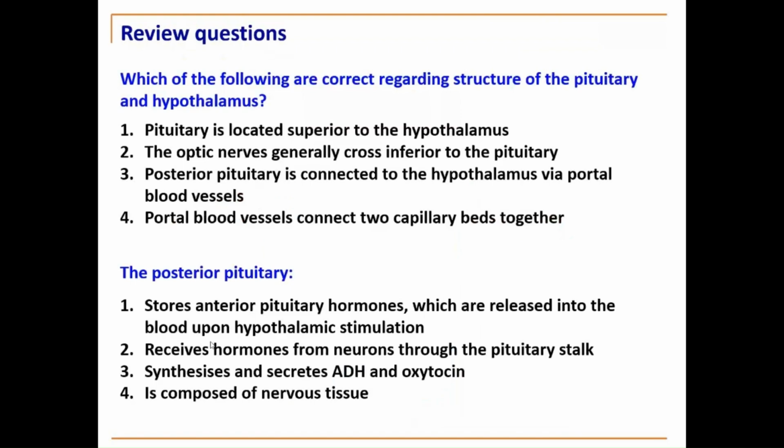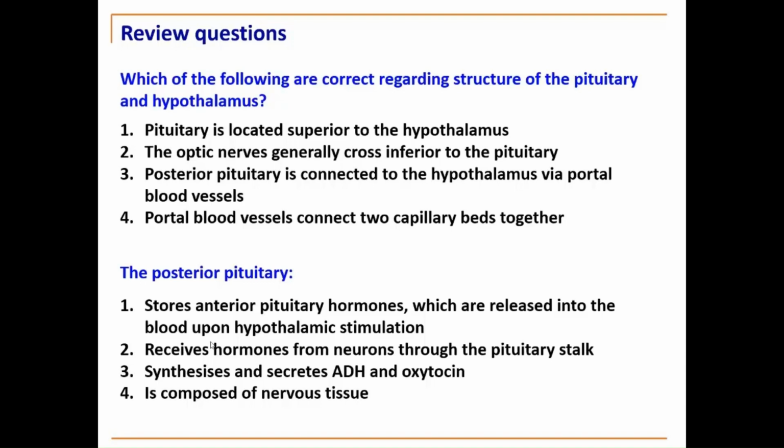So a couple of review questions. Press pause, have a read, and then unpress pause. Which of the following are correct regarding the structure of the pituitary and hypothalamus? The pituitary is located superior to the hypothalamus. That's false. It is inferior to the hypothalamus. The optic nerves generally cross inferior to the pituitary. That is also false. It's superior to the pituitary.